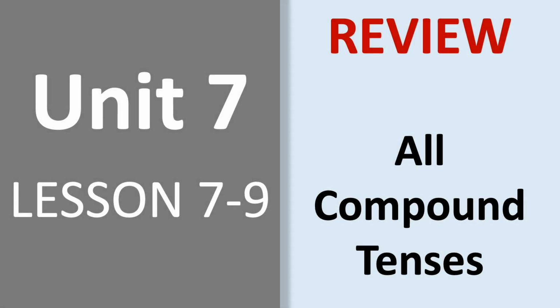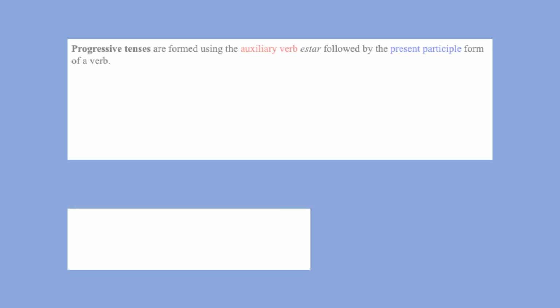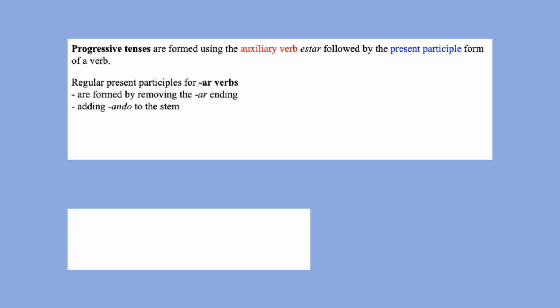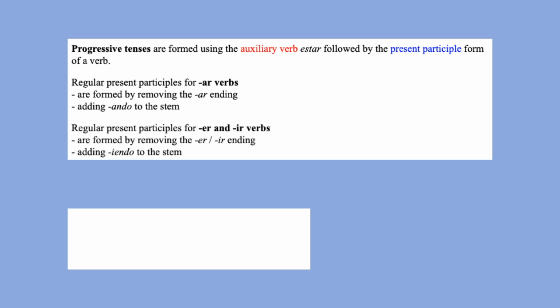This review lesson covers all compound tenses, starting off with the progressive tenses. Progressive tenses use the auxiliary verb estar, followed by the present participle form of a verb. For AR verbs, the present participle is formed by removing the infinitive ending and adding ando to the stem. For ER and IR verbs, we remove their infinitive ending and add yendo to the stem.